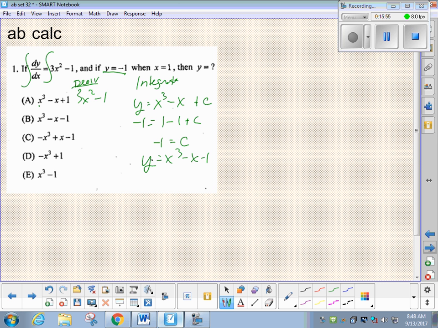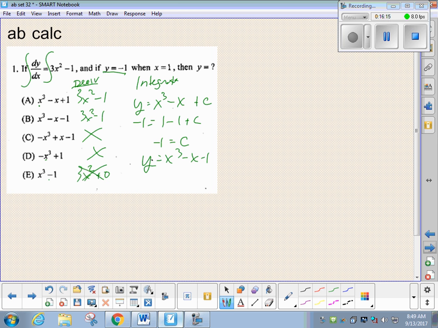What's the derivative of this? 3x squared minus 1. That has the right derivative, so it's still in the running. What's the derivative of this? Out. Out. 3x squared and nothing. Out. Okay, so now then how do I decide between A and B?